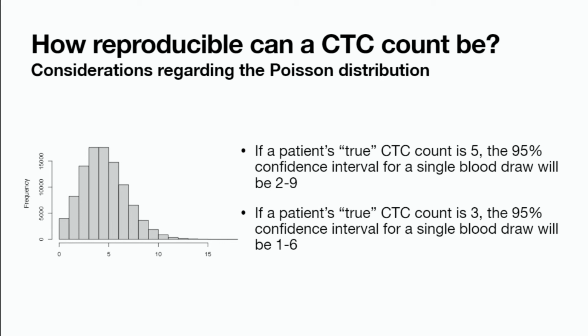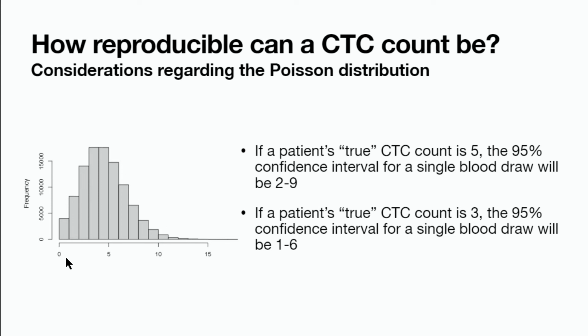So for example, what I have here on the left is a histogram. If the true number of circulating tumor cells in a particular patient was 5, and you drew their blood 10,000 times, I don't recommend it, but if you did, you get a distribution that looks like this. So this is a Poisson distribution where the quote-unquote correct value, referred to as lambda, is 5.